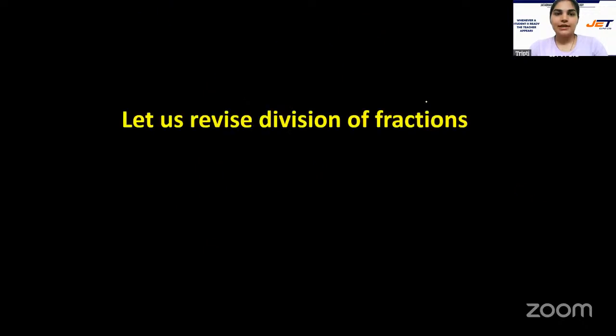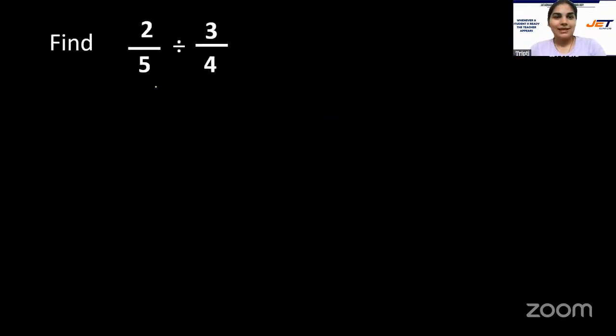All right, let's move on to the next one, which is division. Let's revise some division questions as well. Just 3 things that you need to do in division. Keep, change, flip. What does that mean? Keep this fraction, means keep it as it is. Change this sign and flip this. Flip as in the reciprocal.